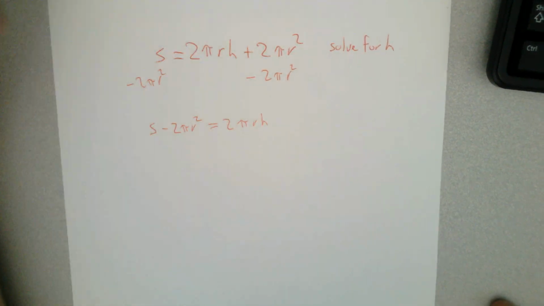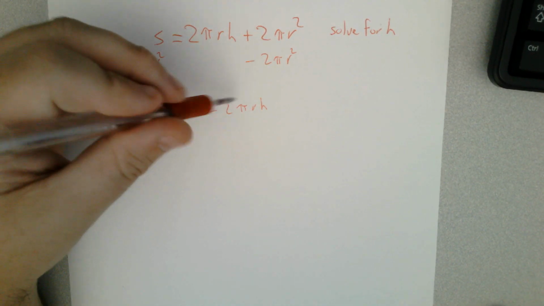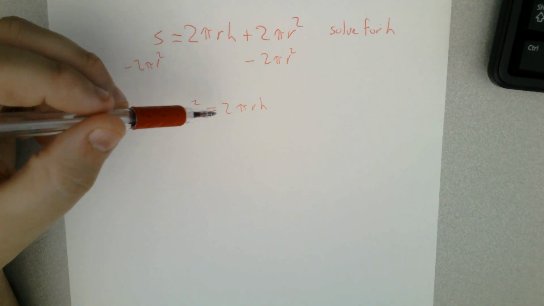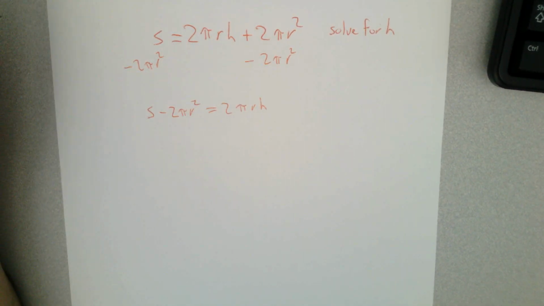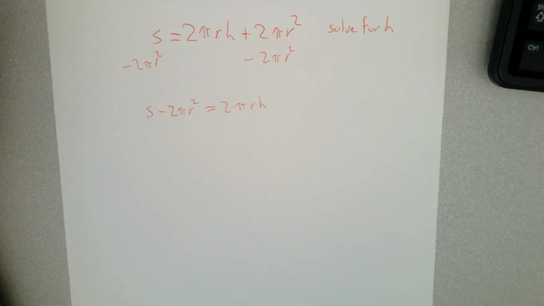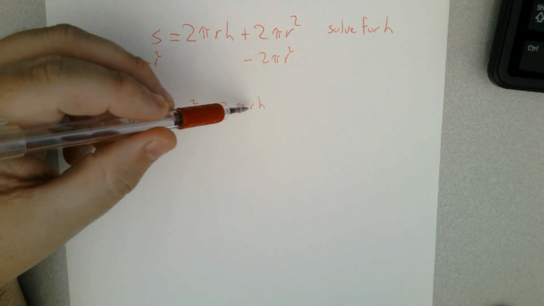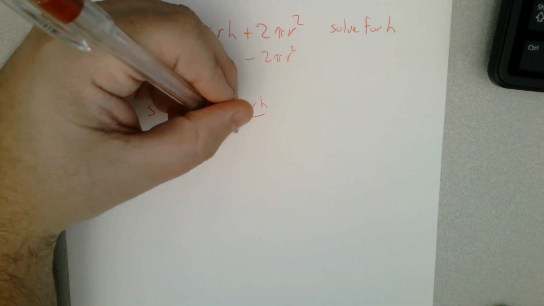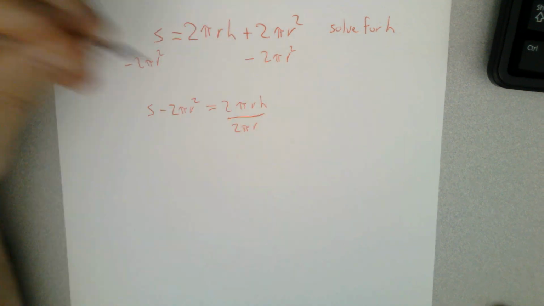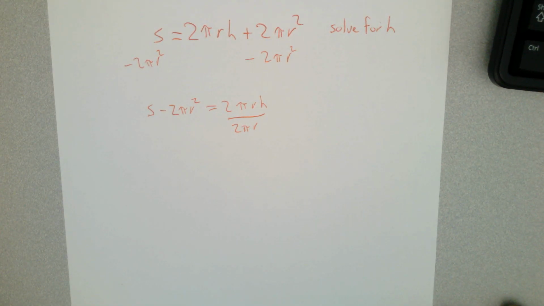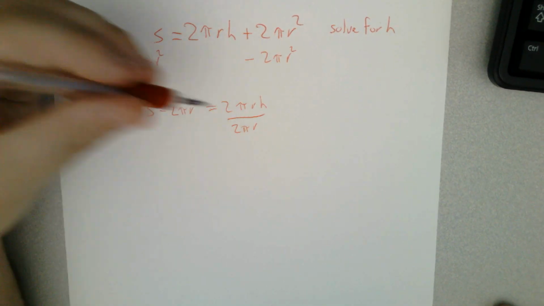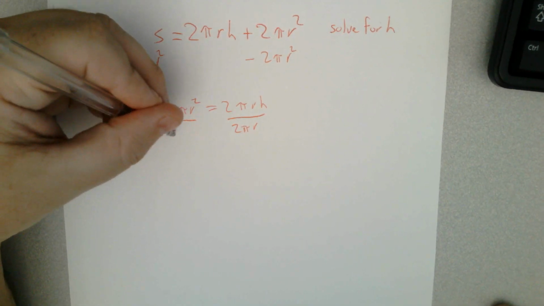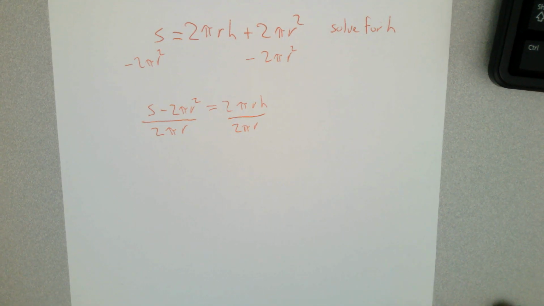So now I've isolated the term with the h in it, but there's lots of other things that h is being multiplied by: 2, by pi, and by r. Those are all multiplications, so if I'm looking to move those away from the h, I can do the opposite operation, which is division. So I'm just going to divide that side by 2 pi r. And since, again, I'm doing it to the right side, I have to do it to the left side as well.